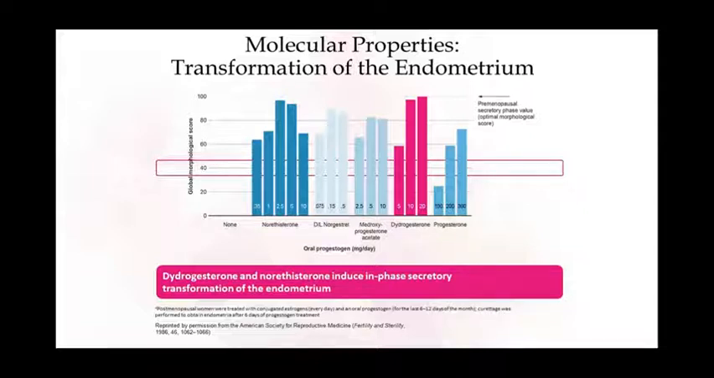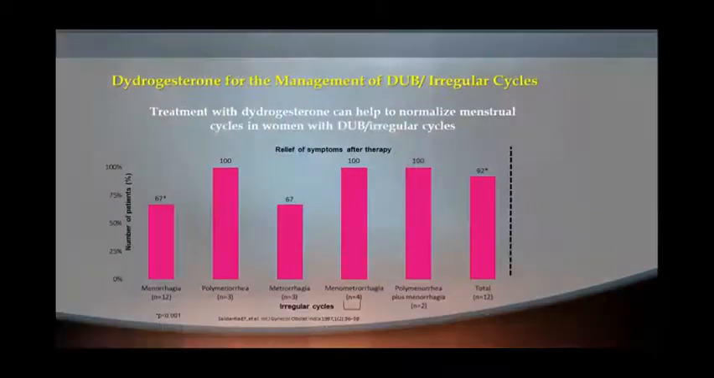And this is a study that was done on postmenopausal women. So they were all given estradiol for a certain period of time, followed by these agents: NETA, norgestrel, medroxyprogesterone acetate, dydrogesterone, and progesterone, 5 agents. And as you see, dydrogesterone and NETA were the closest in creating in the curettage sample an in-phase effect similar to progesterone.